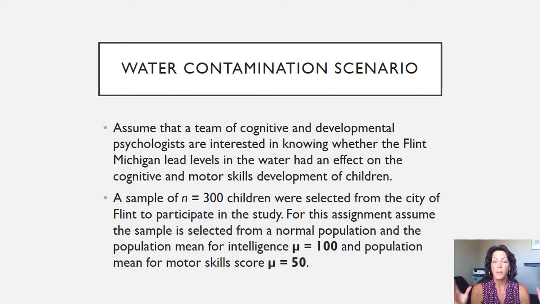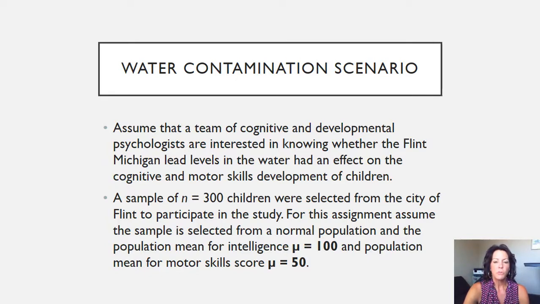And in the population that these children come from, the mean is 100, and for intelligence, the mean intelligence is 100. That's the only thing we're going to talk about. We have another thing we could do with motor skills, but there you go. So we have a known population of intelligence that has a mean of 100. So what we want to figure out is, are our Flint, Michigan children different than the general population that has not been exposed to Flint water?